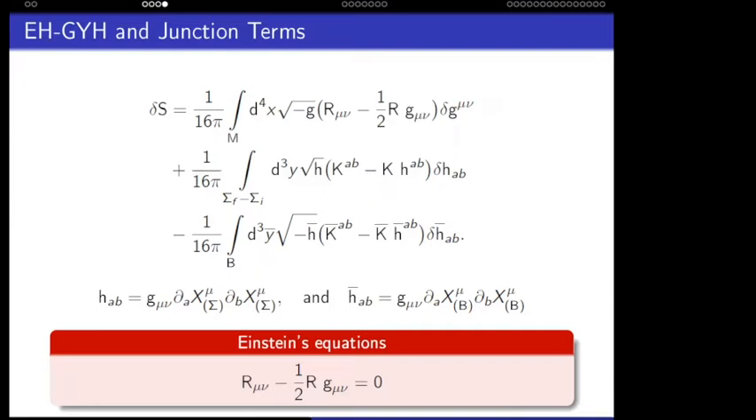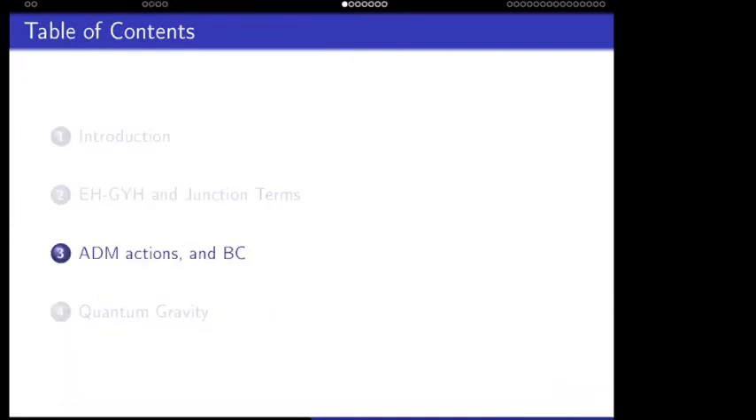So by fixing these two terms, you can forget about them, and you get the Einstein equation, the vacuum one, because I'm not considering matter. So, any question so far?